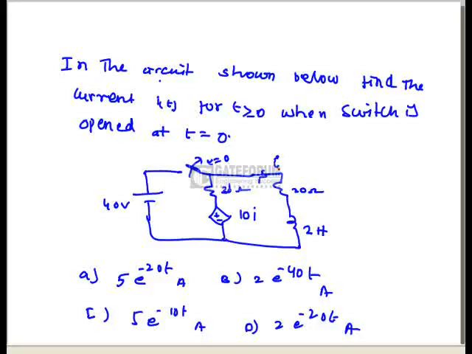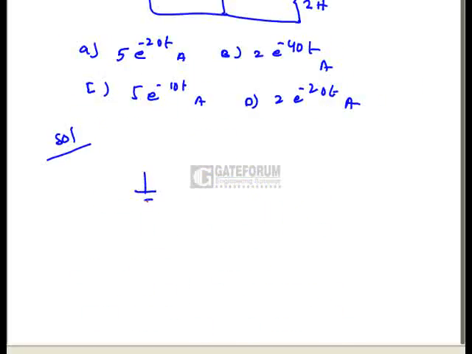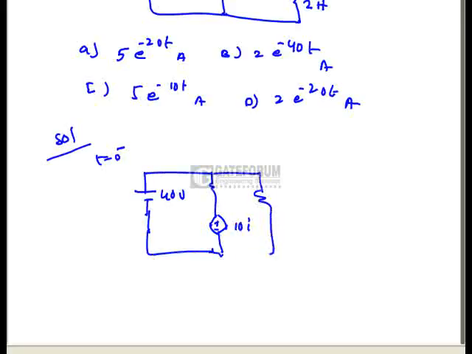So if you solve the network at t equal to 0 minus, I am drawing the network here. This is the 40 volts source, the switch is closed, and this is a dependent voltage source of 10i, and this is 20 ohms. The inductor acts as a short circuit, so the 40 volts is directly across the 20 ohms. So i of 0 minus equals 40 by 20, that is 2 amps.